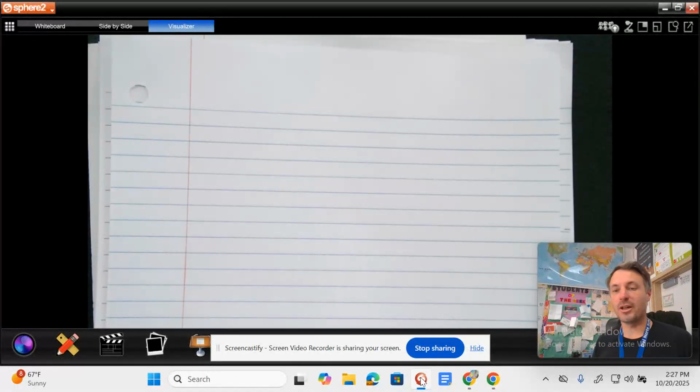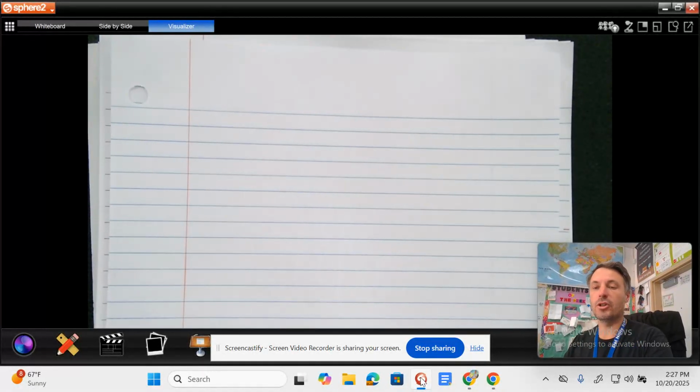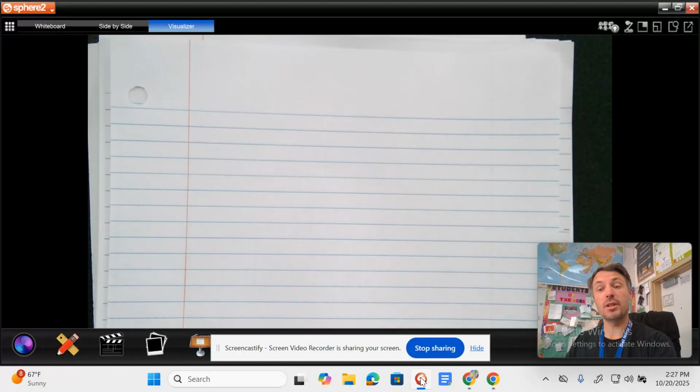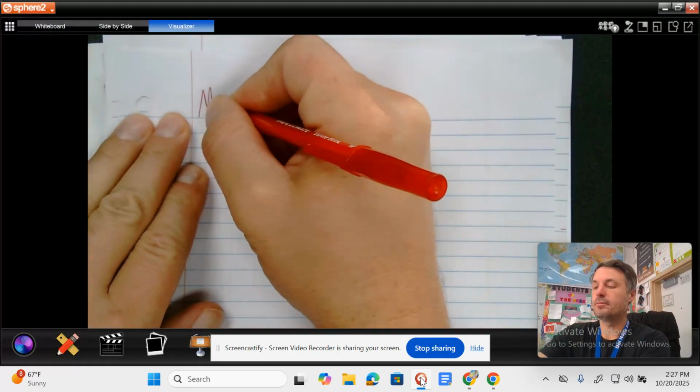Hello there, fourth graders. Today's math lesson is called More Practice Multiplying by Two-Digit Numbers. So please take out your math notebook, open to the next available page, and write that title at the top.